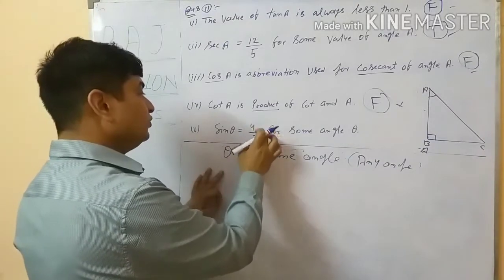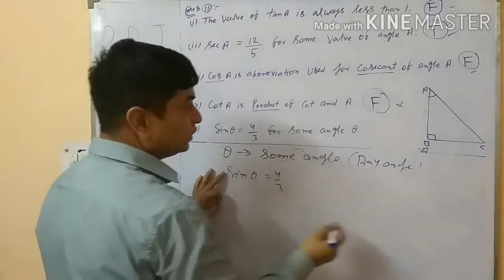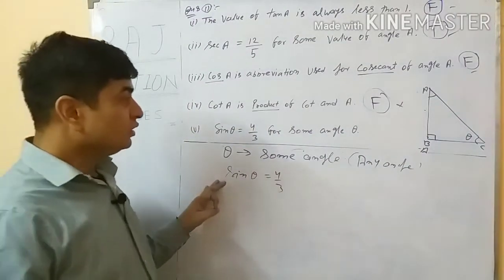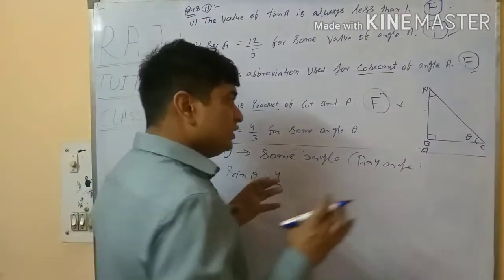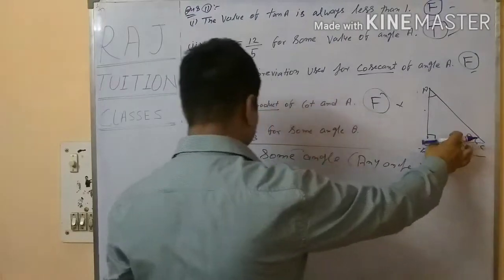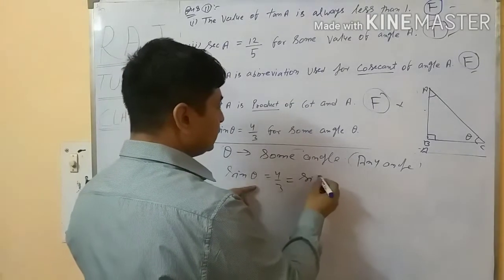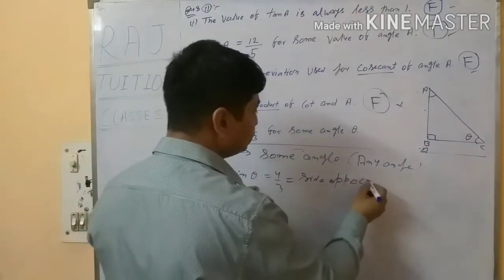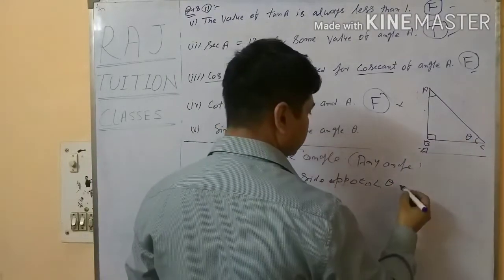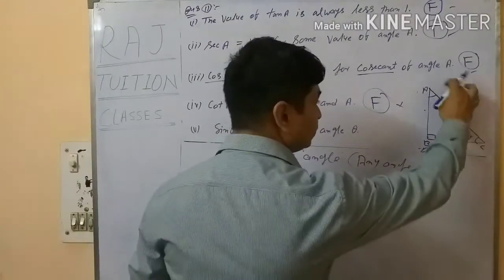Then sine theta is 4/3. Is it possible or not? We have to find out. Let's consider this angle as theta. If angle C becomes angle theta, then is it possible that for the angle theta, the value of sine theta is 4/3? So what is the value of sine theta? It is the side opposite to angle theta, which means AB divided by hypotenuse. Hypotenuse means AC.